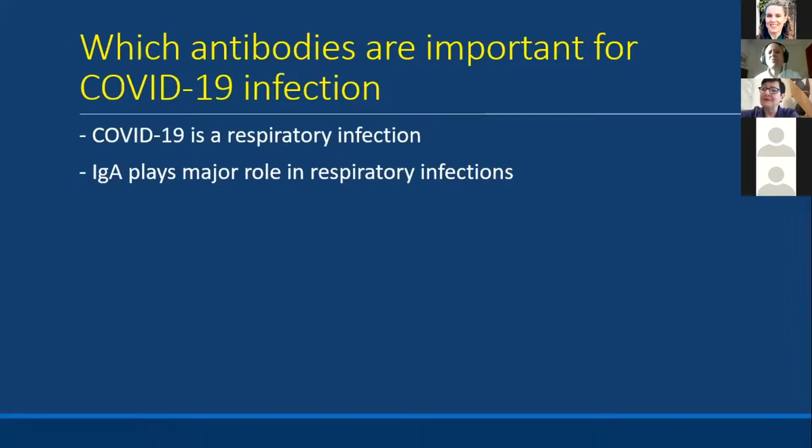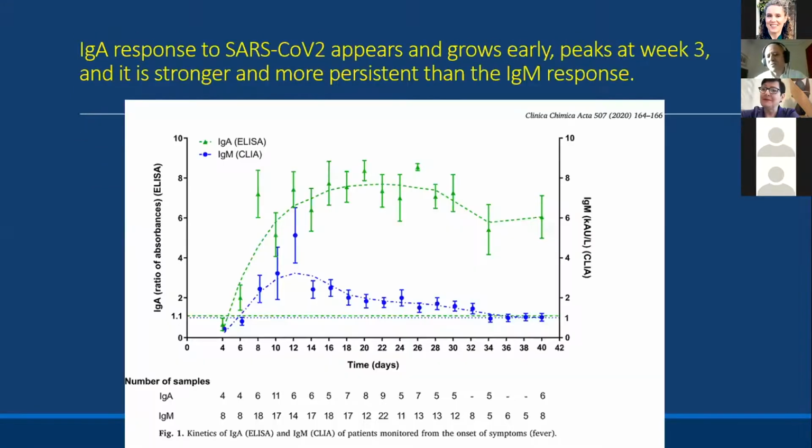Which antibodies are more important in COVID-19 infection? We know that SARS-CoV2, or COVID, is a respiratory disease, and we know that IgA, especially secretory IgA, plays a major role in these diseases. If you look at most papers looking at IgG and IgA anti-SARS-CoV2, you see higher levels of IgA, persisting for longer times.